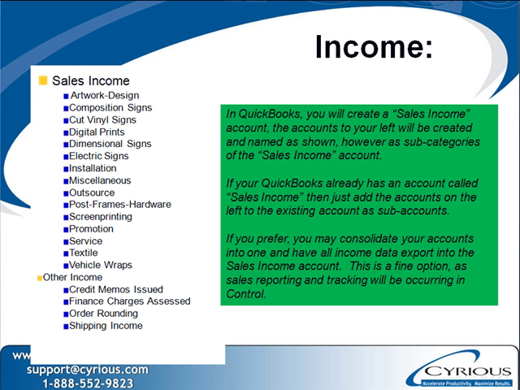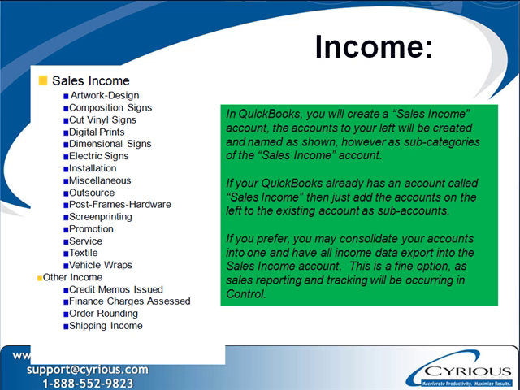The next group of accounts we're going to look at are the income accounts. In QuickBooks, you will create a sales income account. The accounts to your left will be created and named as shown, however, as subcategories of the sales income account. If your QuickBooks already has an account called sales income, then just add the accounts on the left to the existing accounts as subaccounts. If you prefer, you may consolidate your accounts into one and have all income data export into the sales income account.